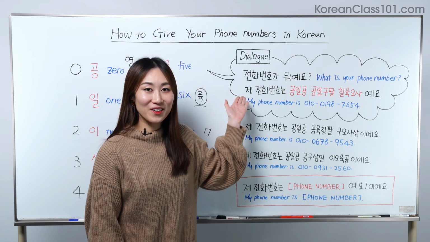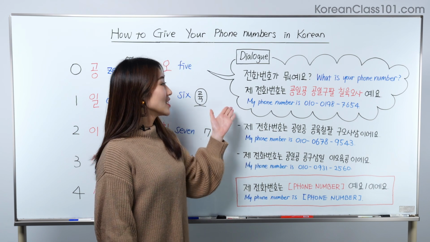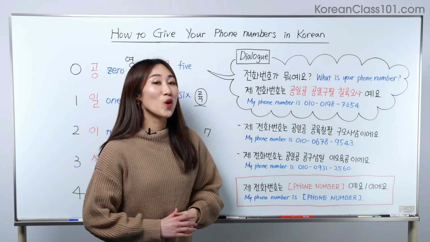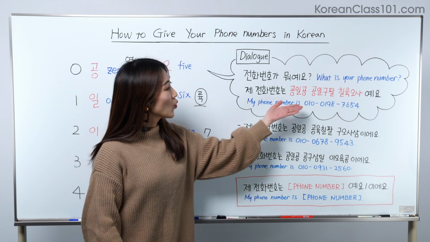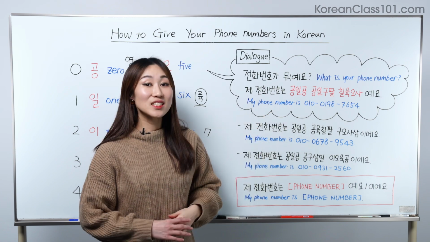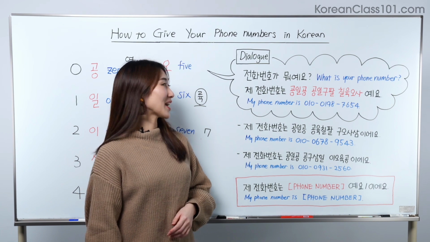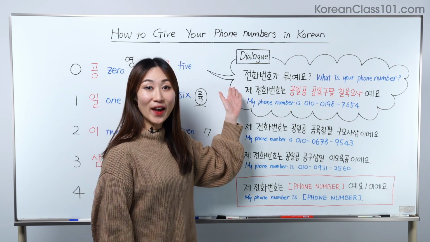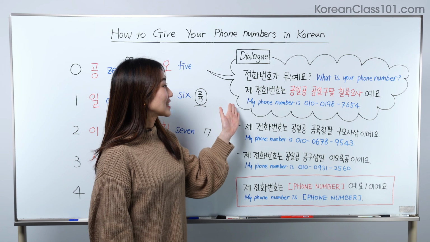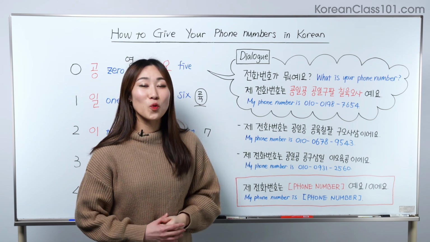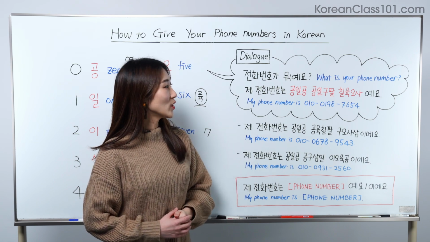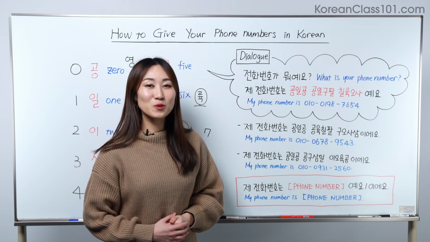전화번호가 뭐예요? 제 전화번호는 010-0198-7654예요. Let's listen one more time. 전화번호가 뭐예요? 제 전화번호는 010-0198-7654예요.